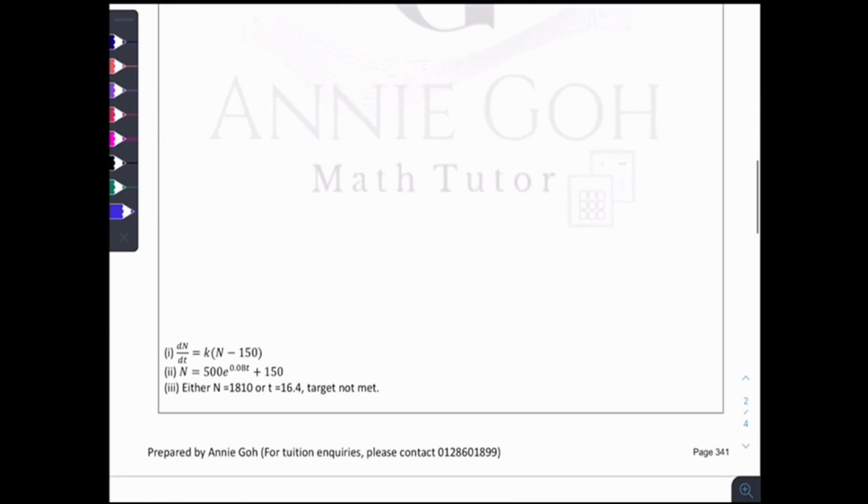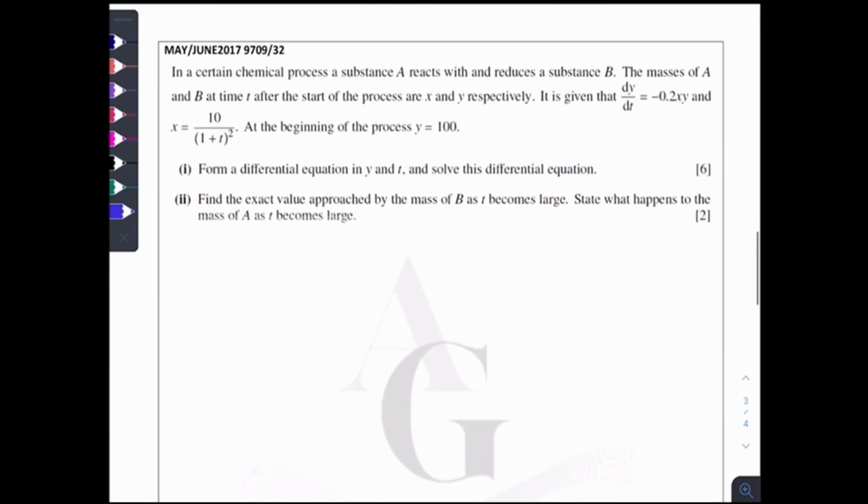Have a look at the second example here. For part 1, same thing. You are asked to form the differential equation. So have a look at the question. In a certain chemical process, a substance A reacts with and reduces a substance B. The masses of A and B at time t after the start of the process are x and y respectively, given that dy/dx is equal to negative 0.2xy and x is equal to 10 over 1 plus t squared.